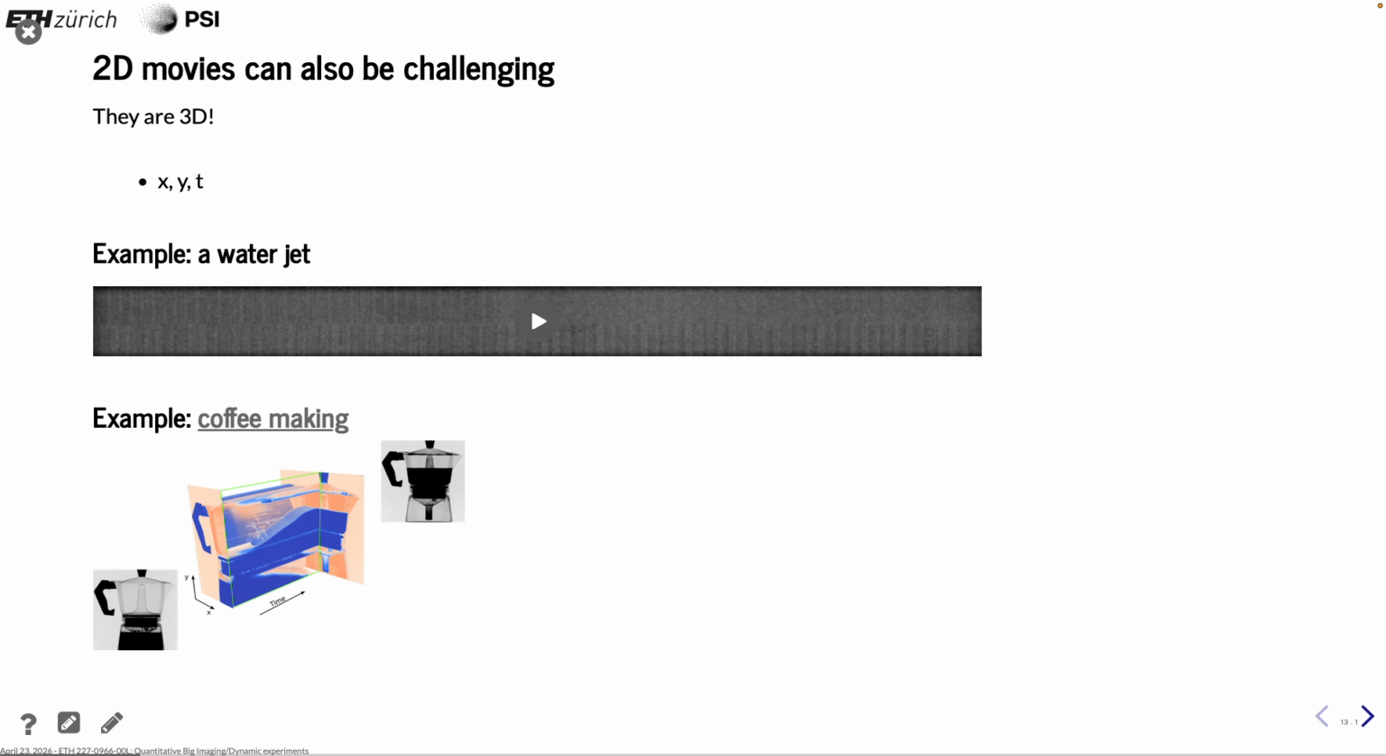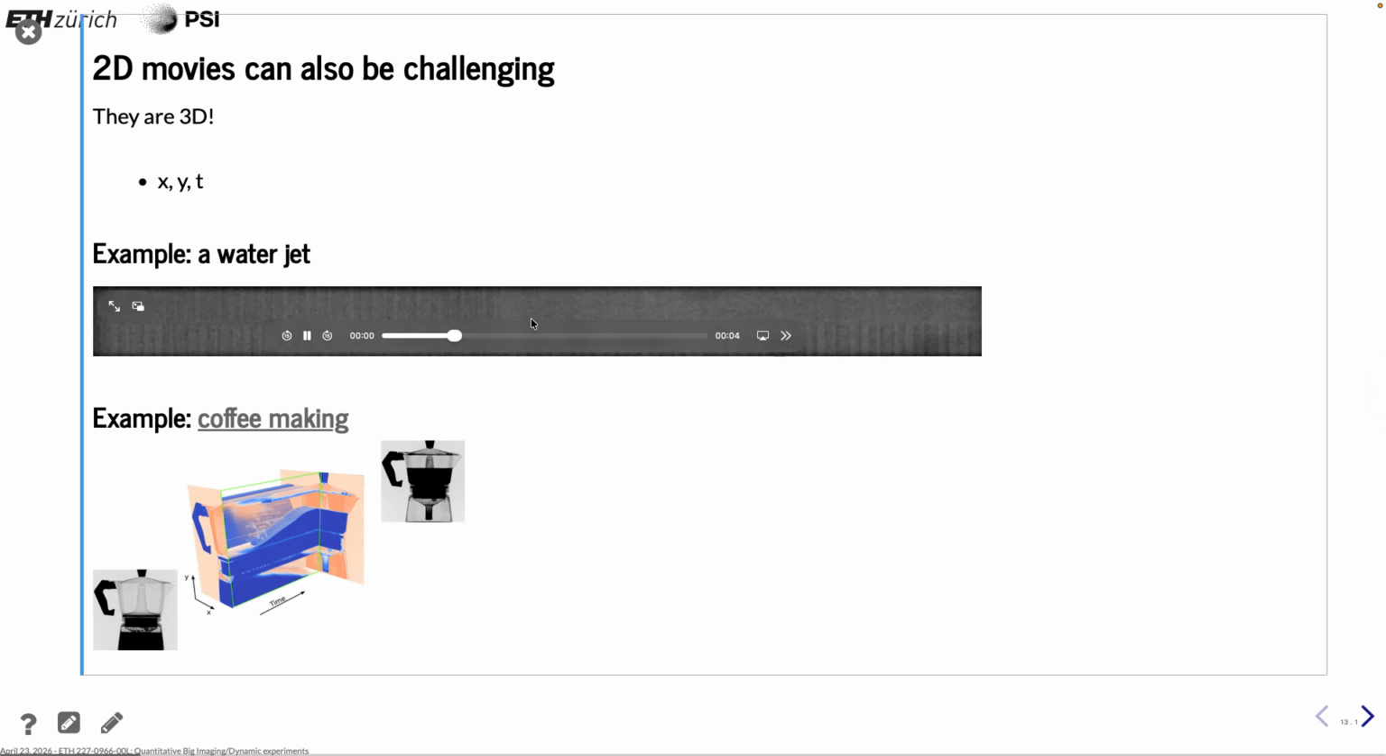Here are some other examples. These are 2D movies, and the first one is a water jet, where you can barely see the bubbles now, but there are some black dots flying across the movie here. The other one we have done here is coffee making. It's actually taking this Mocha coffee maker, putting it in the beam, and seeing how the bubbles, or the water, starts bubbling and how it transfers up to the upper container.